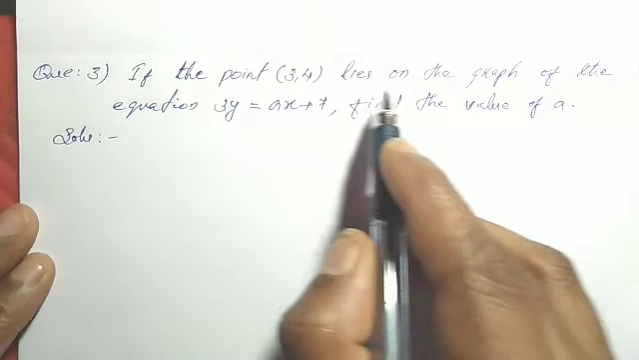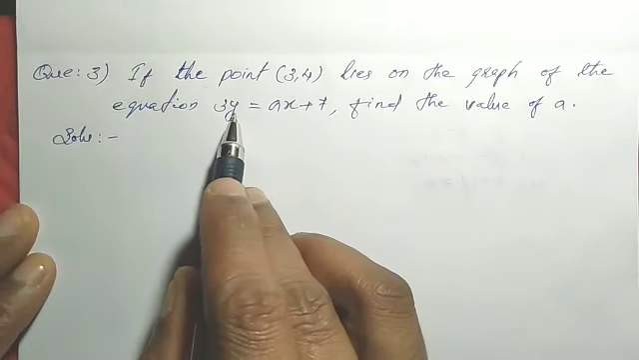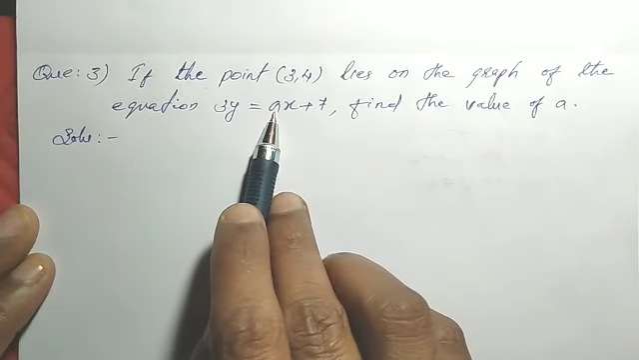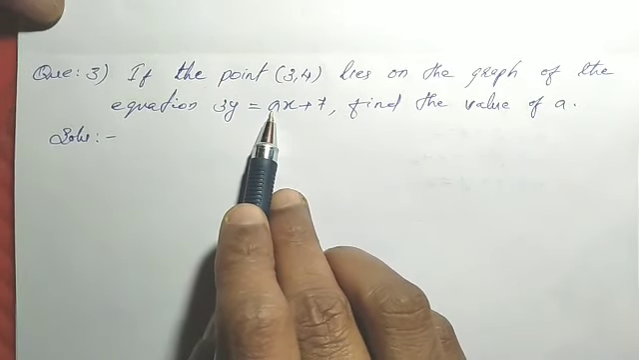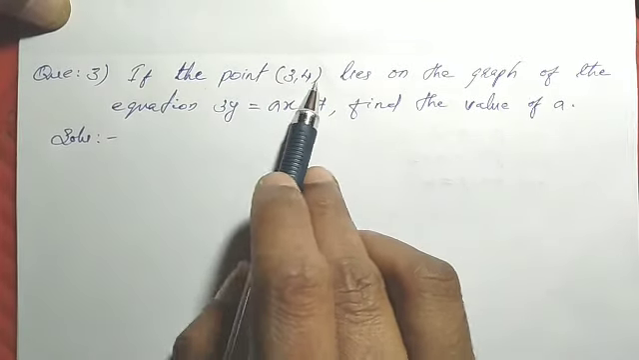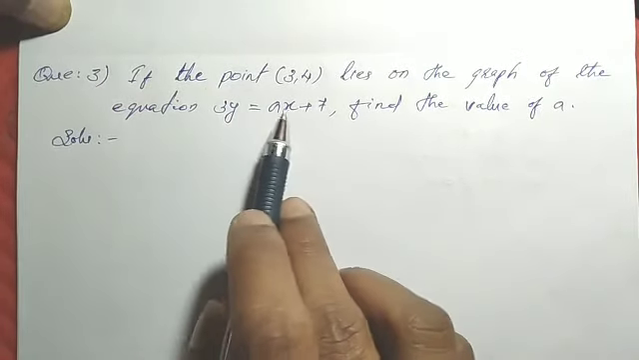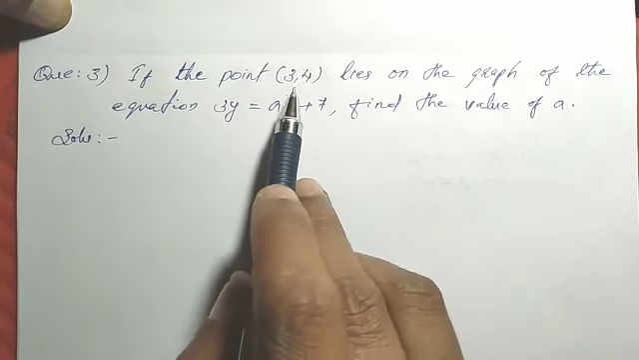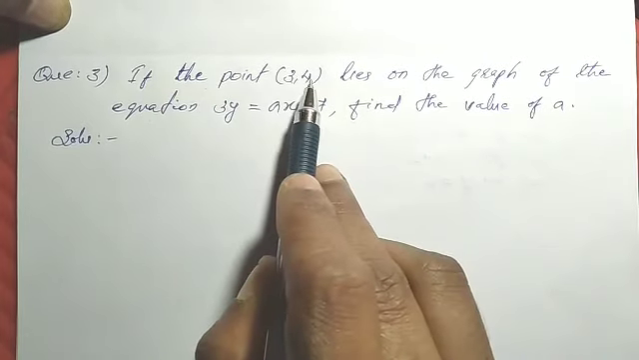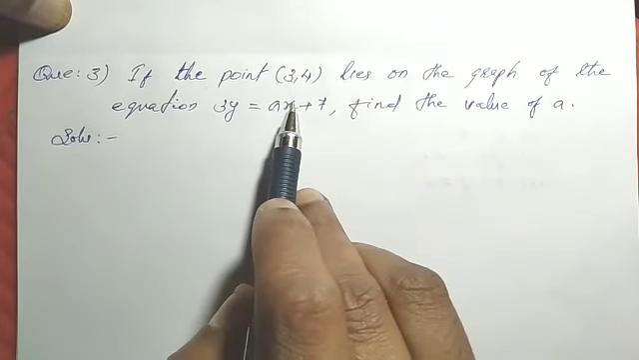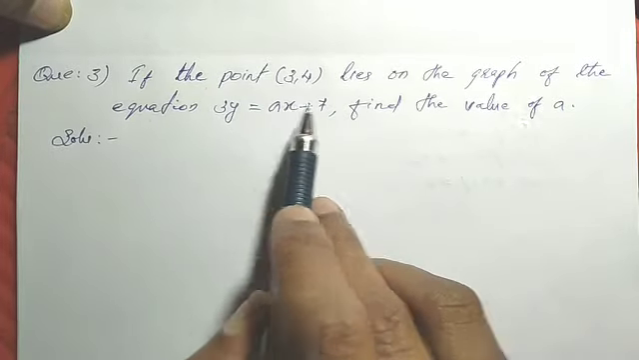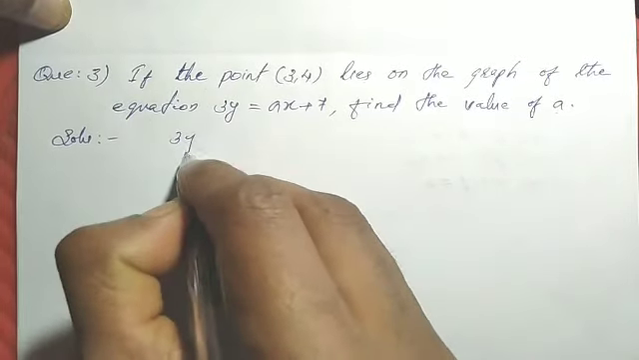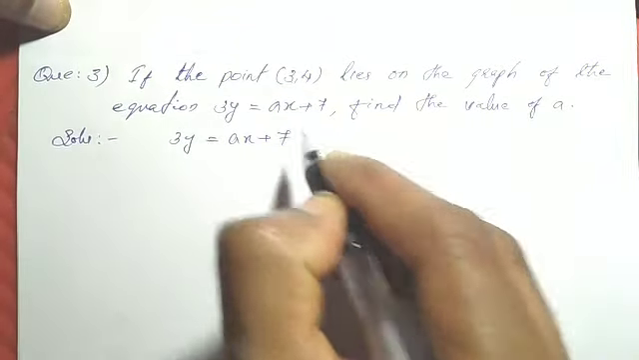If the point (3, 4) lies on the graph of the equation 3y is equal to ax plus 7, find the value of a. Here one a is there, we have to find the value of a. It is already given that the point (3, 4) lies on the graph of the equation, that means (3, 4) is a solution of this equation, and in place of x we can substitute 3, and in place of y we can substitute 4. We have to substitute 3, 4 in this equation, then we will get the value of a. So first we have to write the equation: 3y is equal to ax plus 7.